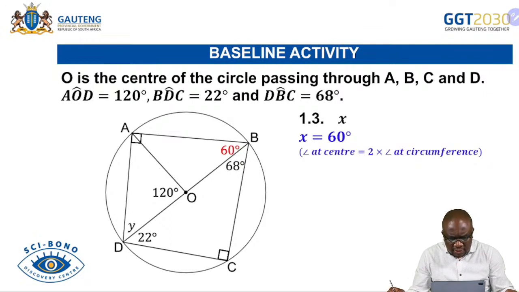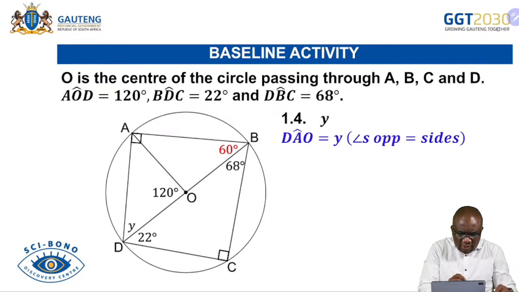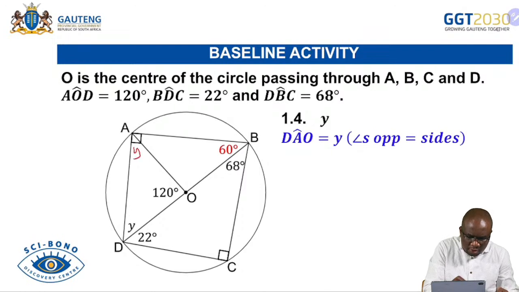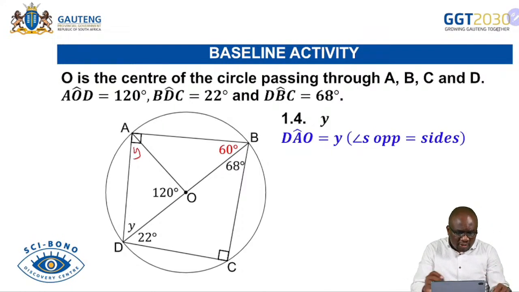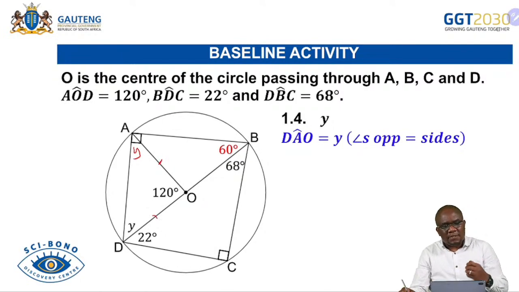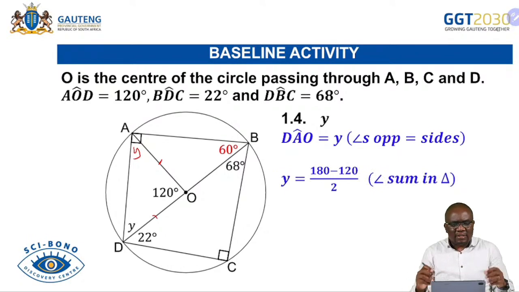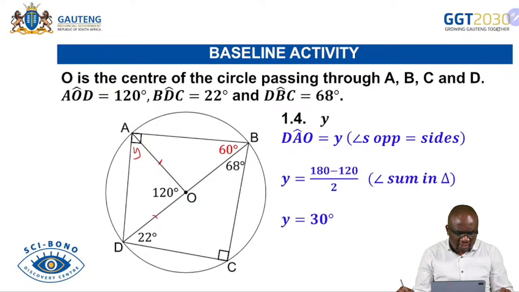Every time you get the angle, write the information on the diagram. And then now we have y. I'm going to say this also is y, because this is a radius, this is a radius. So radii, opposite angles, opposite equal sides, are equal. So that's why this one is also y. Now we can say 120 plus y plus y must add up to 180, angle sum in a triangle. Then we get that our y is 30 degrees. We put 30 degrees there.